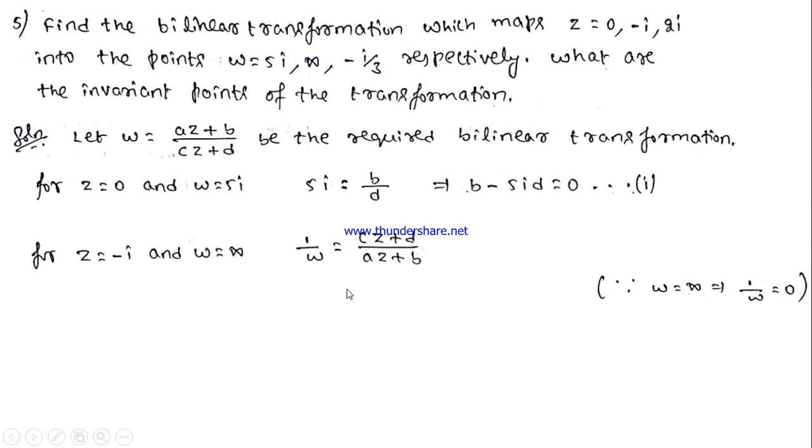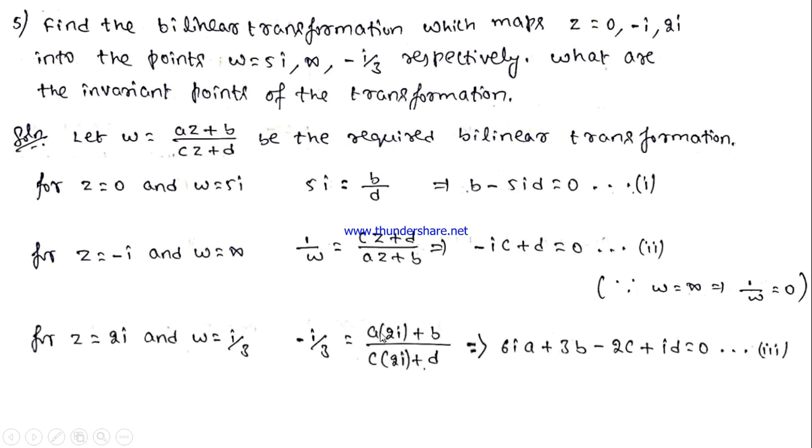So 1 by w becomes 0 and this becomes c into minus i plus d divided by a into minus i plus b. And if you simplify this, you will get minus ic plus d equal to 0, because this 1 by w is 0 in this case. By taking this to the right hand side, it is just minus ic plus d equal to 0, my second equation. Again, by substituting z equal to 2i and w equal to minus i by 3, I will get my next equation 6ia plus 3b minus 2c plus id equal to 0.